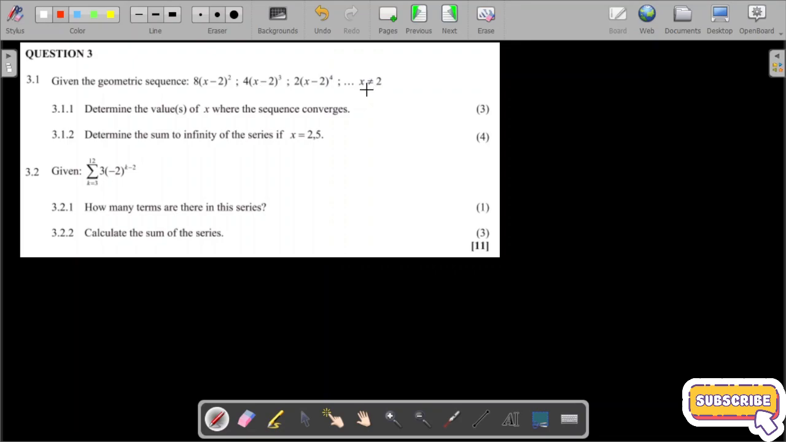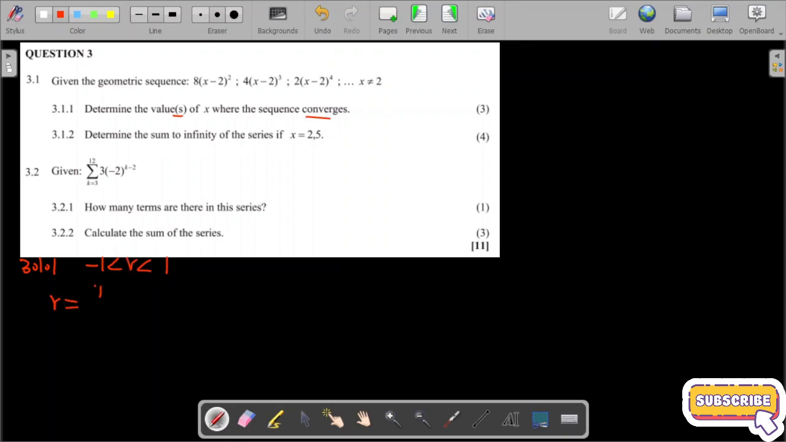Today we are doing a revision on number patterns, dealing with convergence, the sum to infinity, and also sigma notation. Here they are asking us, in a geometric sequence, to determine the values of x where the sequence is convergent. For 3.1.1, what you need to know about convergence is that -1 < r < 1. Finding the value of r is the very important part here.